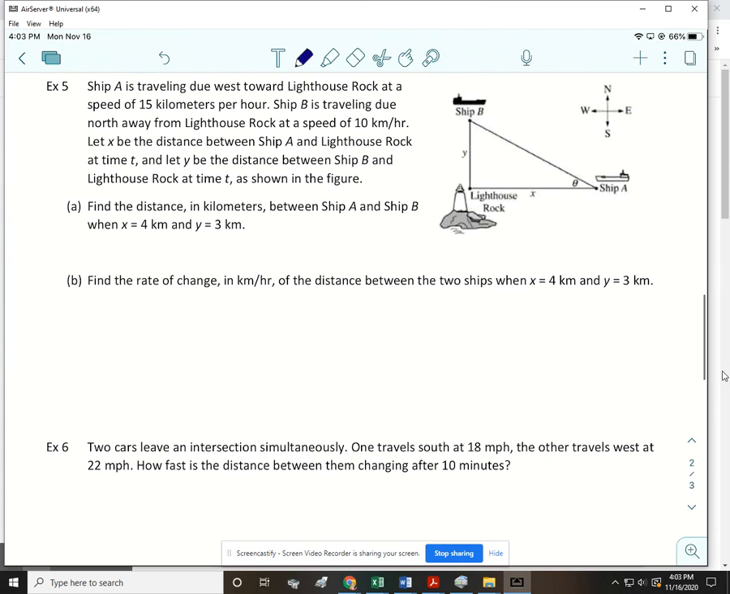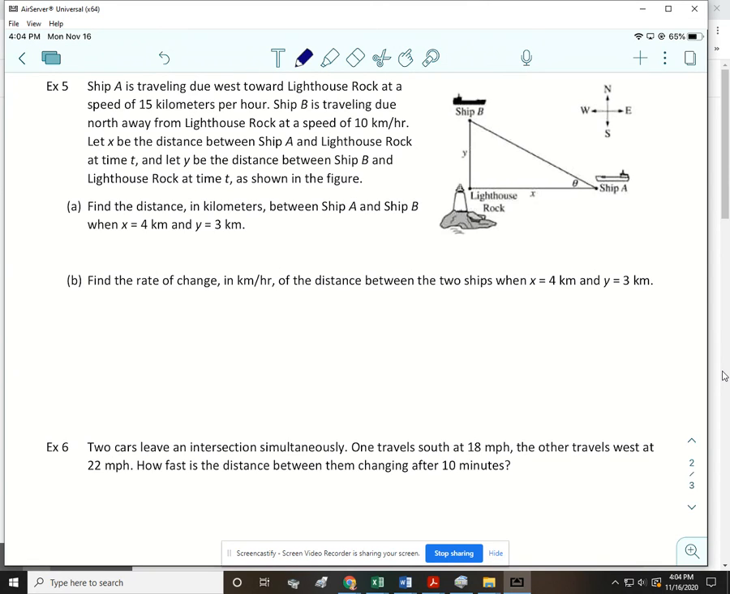So ship A is traveling due east, just kidding, due west toward Lighthouse Rock at a speed of 15 kilometers per hour. Ship B is traveling due north away from Lighthouse Rock at a speed of 10 kilometers per hour. Let x be the distance between ship A and Lighthouse Rock at time t, and y be the distance between ship B and Lighthouse Rock at time t. And they're shown in the figure. And this is a past AP test question that's been released.